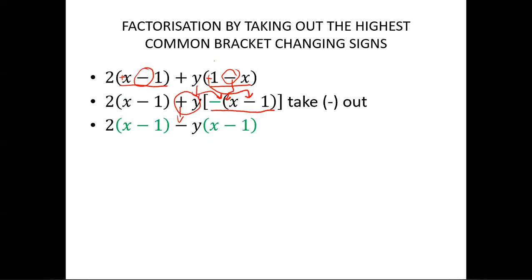Now I've got common brackets. All I'm going to do is take them out as a common factor, which is x minus 1. What am I going to be left with when I take x minus 1 out as a common factor? I'll be left with 2 minus y.